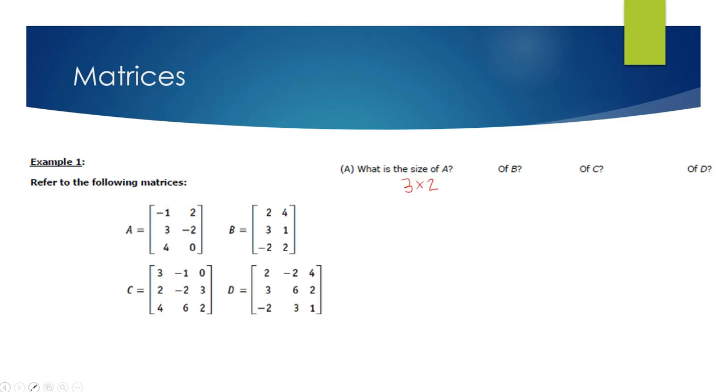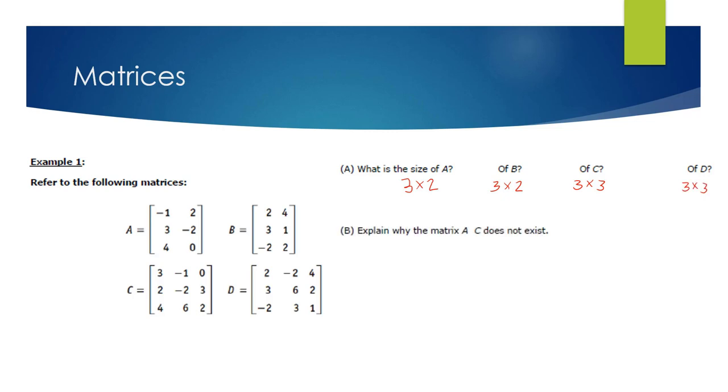And I can see B has the same number of rows and columns, so it's also 3 by 2. C, I have 1 row, 2 rows, 3 rows, so 3 by 1, 2, 3 columns. So it's a 3 by 3 matrix, square matrix, and so is D.